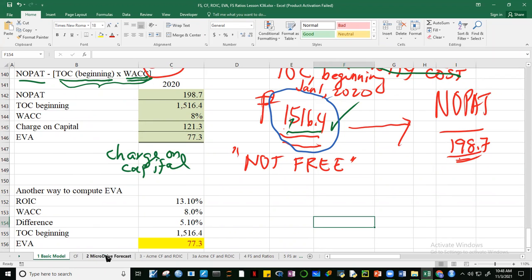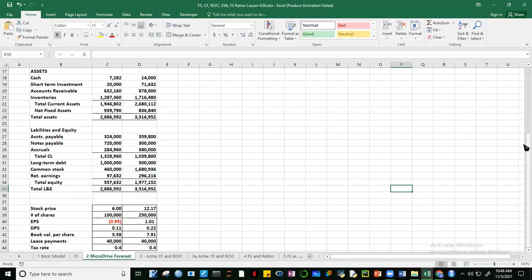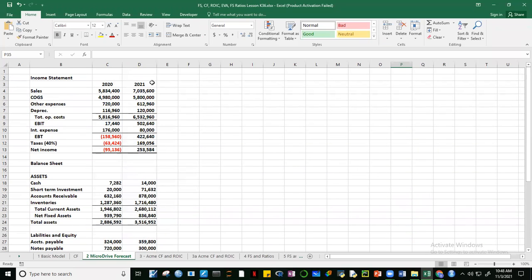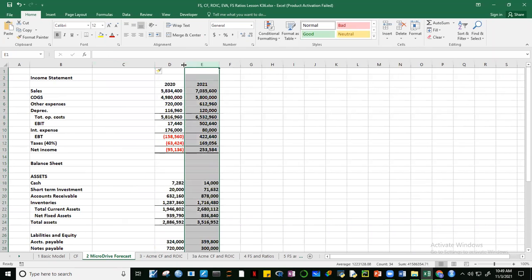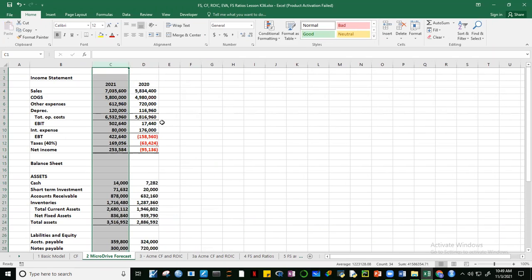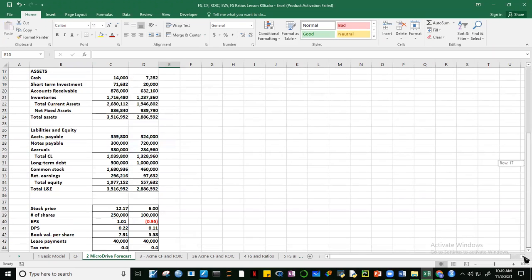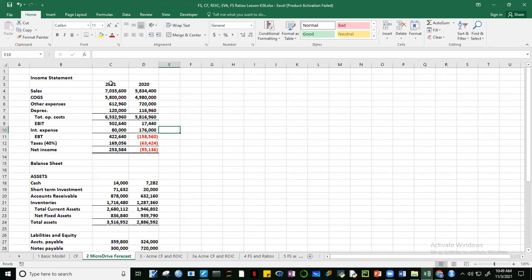So what we did in the basic model, just try to do it here in this income statement. And may I suggest, guys, that you kindly rearrange this. Put 2021 first, because that's usually what we do. You put the most current FS first. Okay, so thank you.